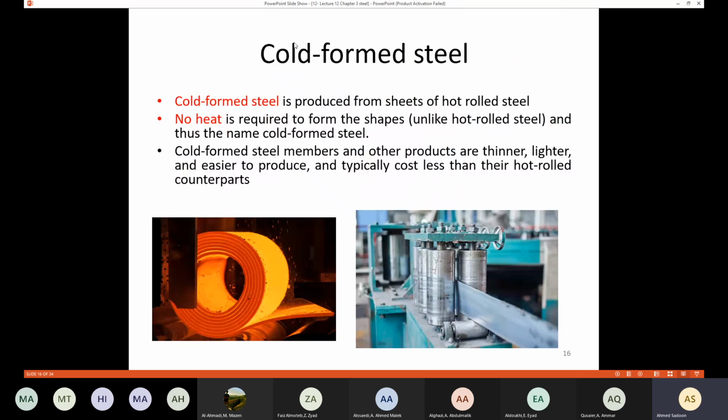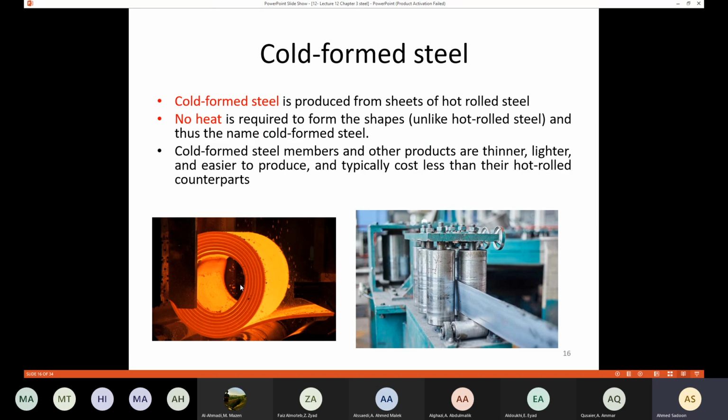Also, we have the cold form steel. The cold form steel is produced from sheets of hot rolled steel. So when we say cold form steel, this one is produced from hot rolled steel. Everything is going to be produced from hot rolled steel. So here we have the hot rolled steel, and we could produce the cold form steel.